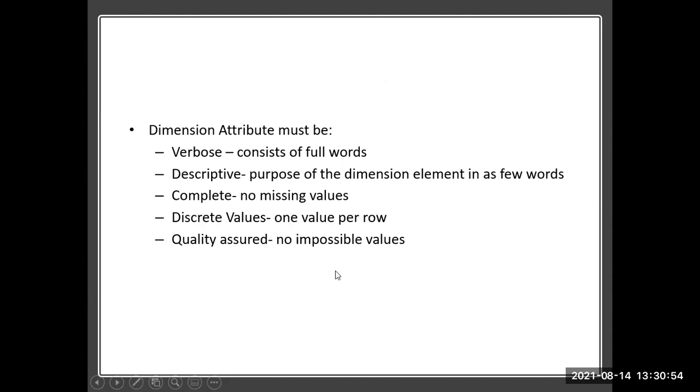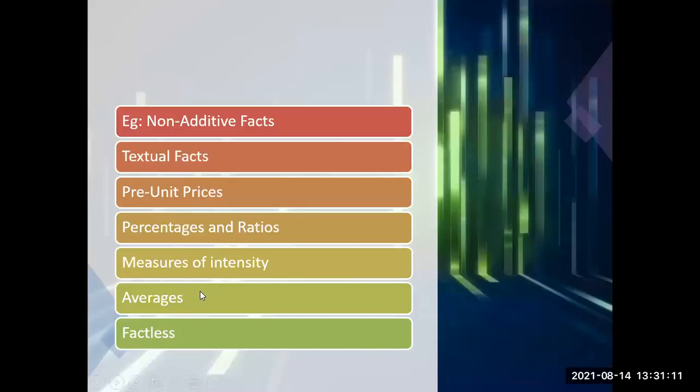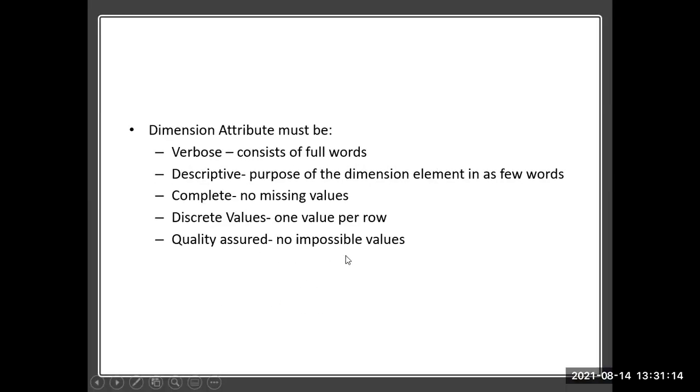Discrete values means what? As we are going to create the database tables, we have entities, primary key relationships, and foreign keys. But what exactly are discrete values? For each row, only one value is presented, not n number of values. Quality assured means no impossible values or invalid values.